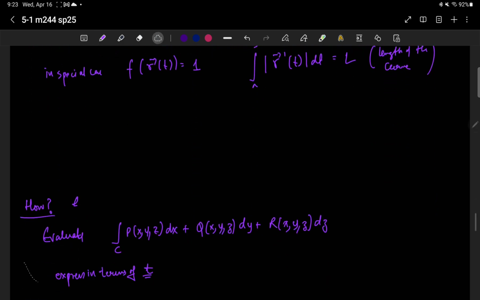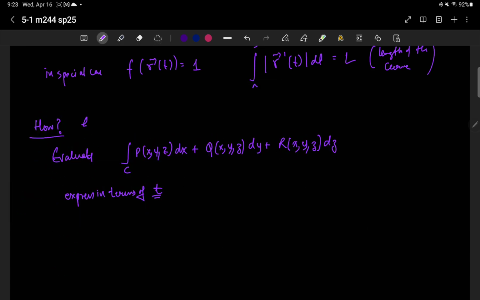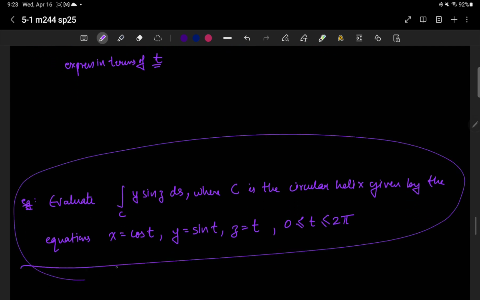So how do we find this? Well, it's pretty straightforward. We write the function in its component form and express each of them in terms of the parameter t and perform the integration. Let's look at an example that will make it clearer.